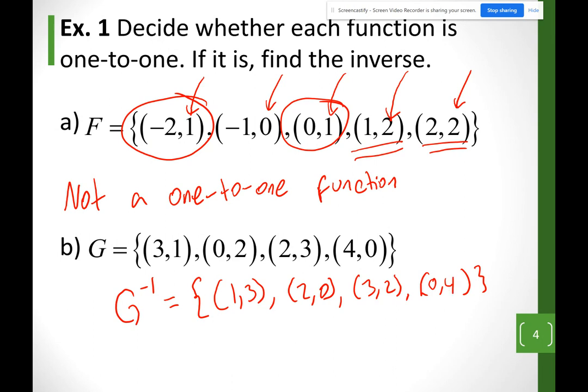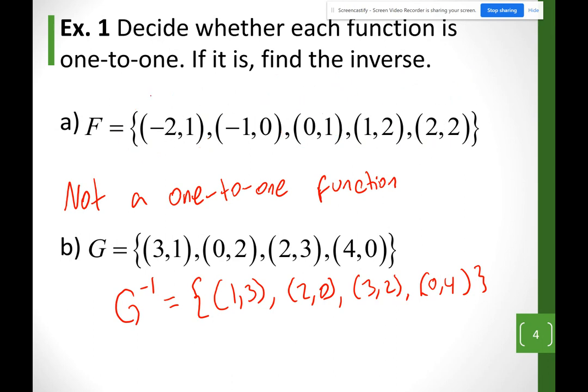Now, why do we call this a one-to-one function? Because once I did the inverse, it remains a function as well. On example A, if I would have done the inverse, let me just do inverse of 2 points. If I would have done the inverse, it stops being a function. Remember, a function is a set where the X values are used only once. So once I do the inverse, it stops being a function. That's why in example A, we called it not a one-to-one.